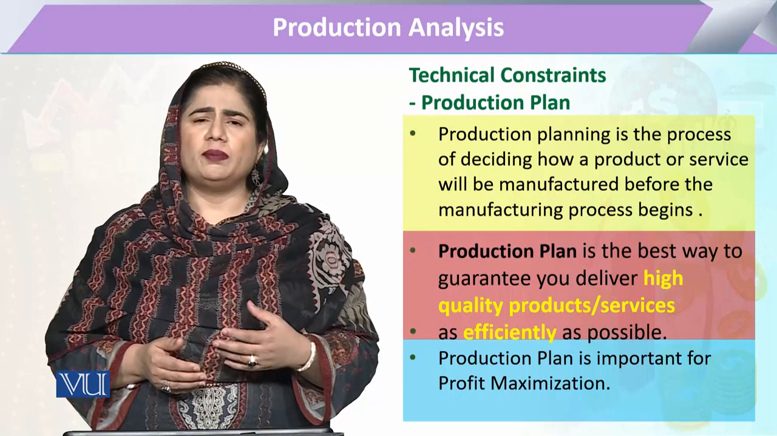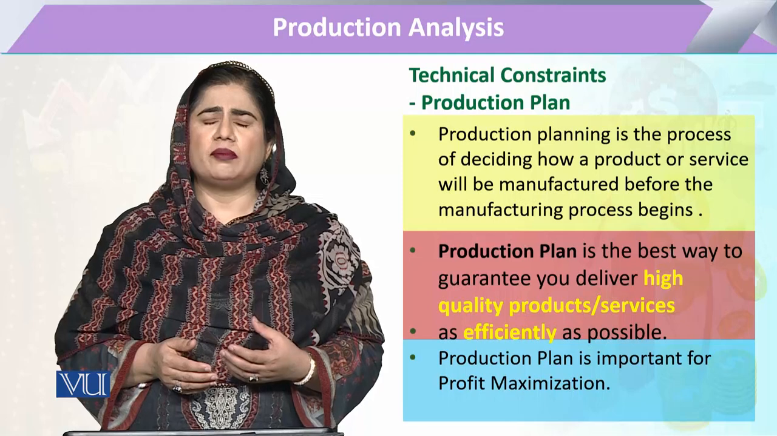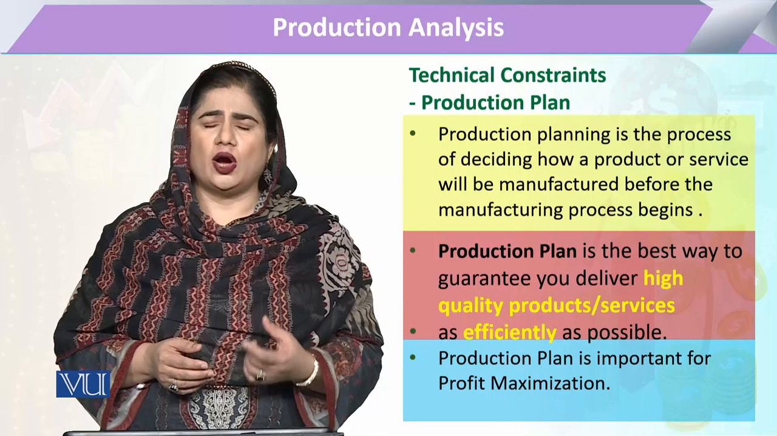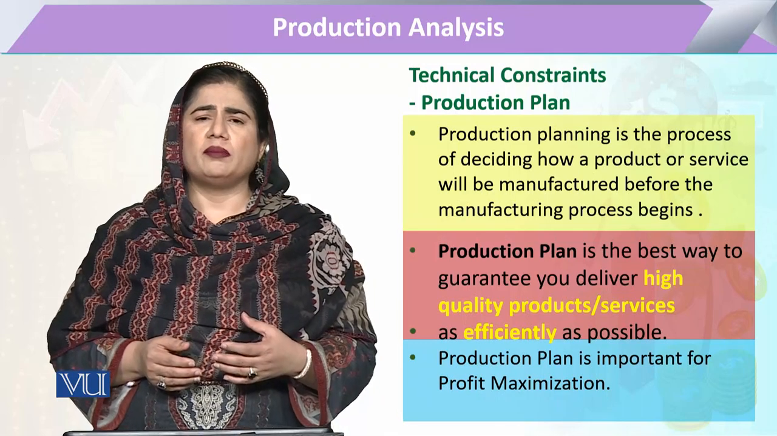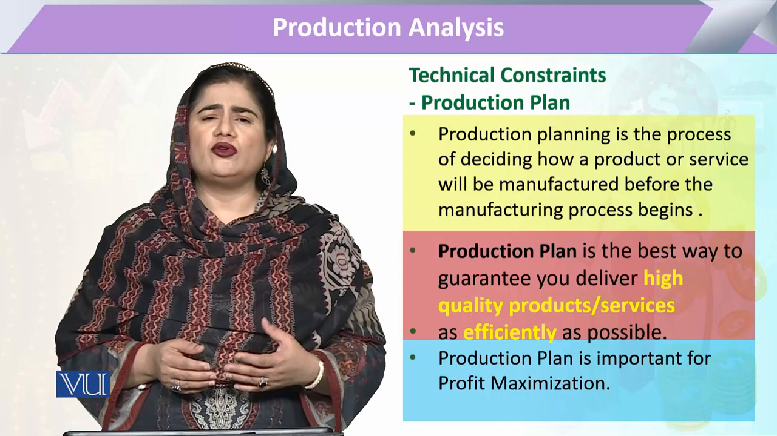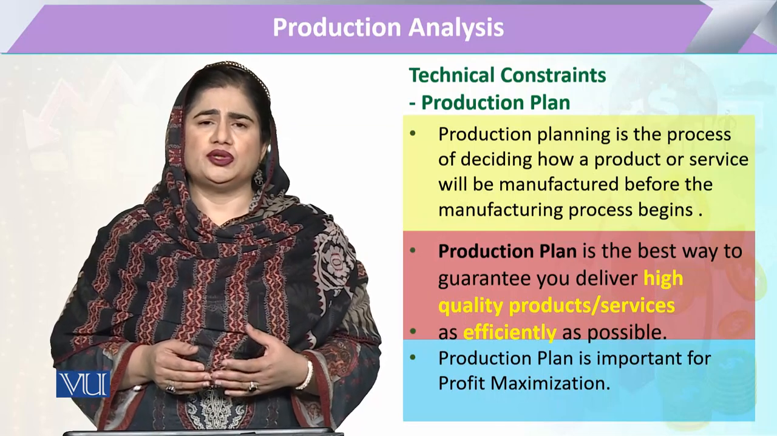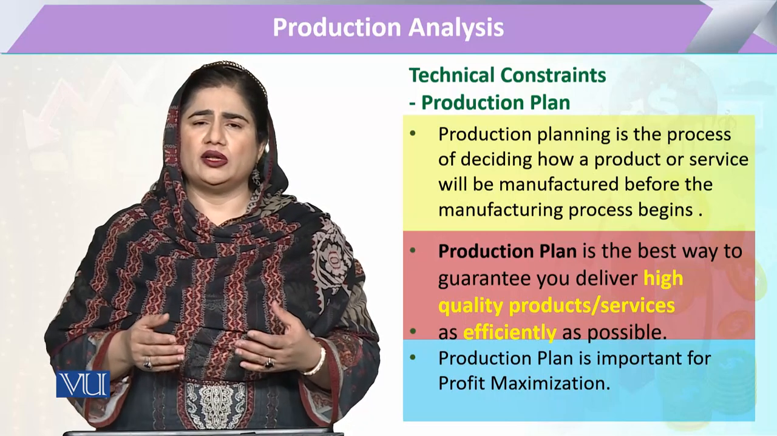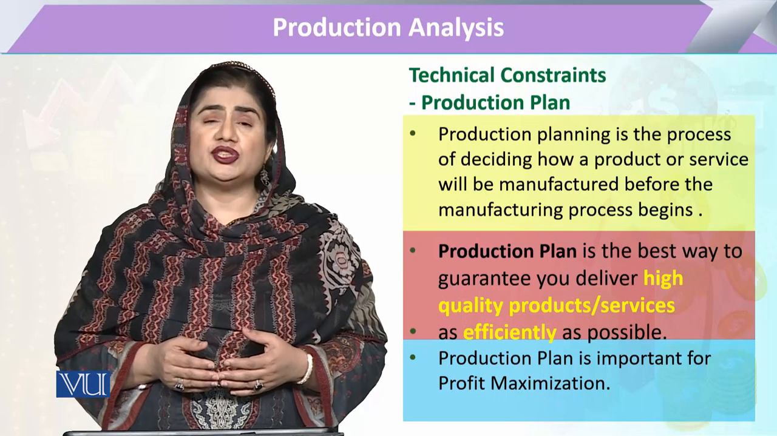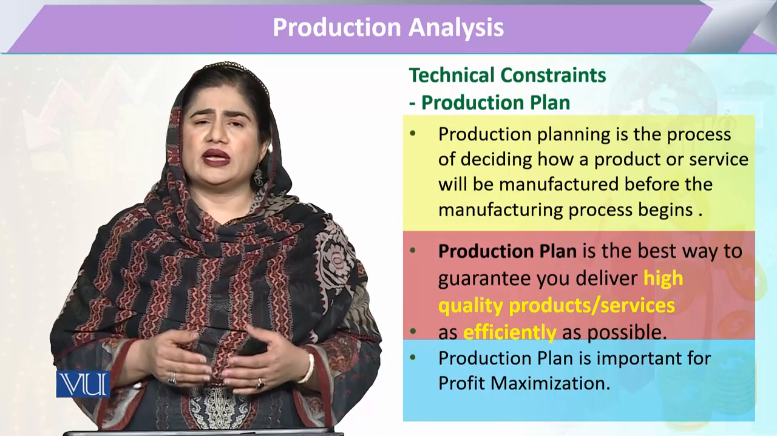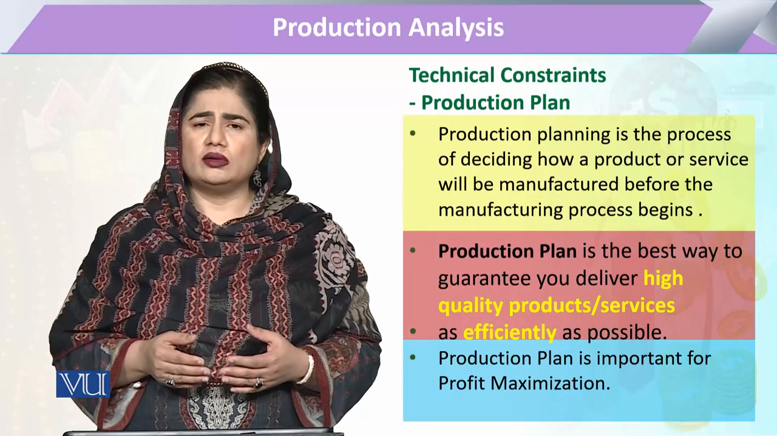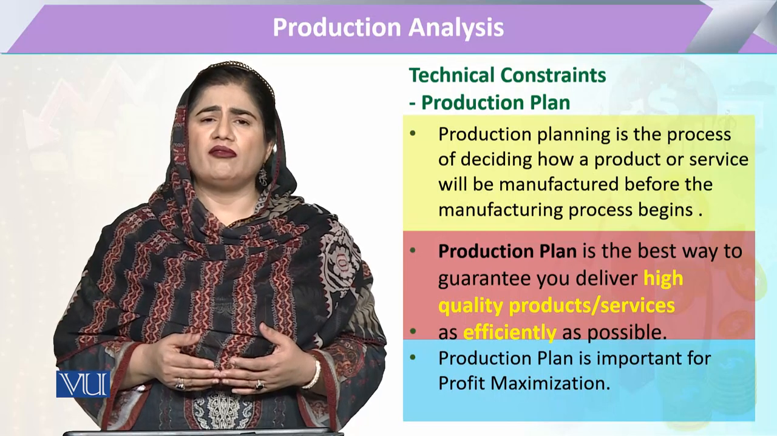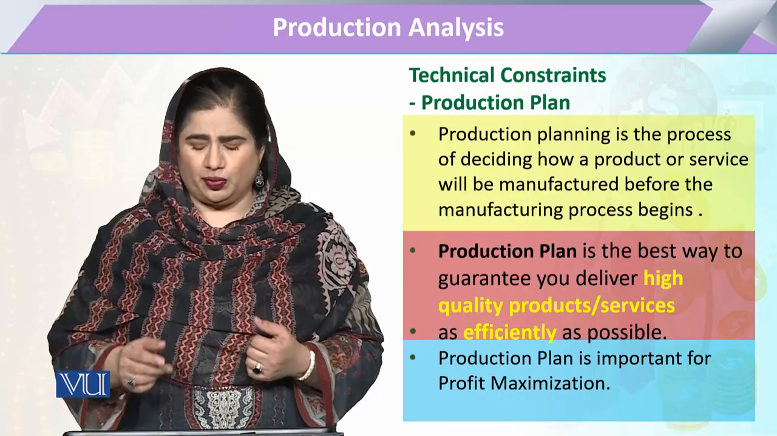So when production planning is there, it provides us the best two benefits. Number one, for the consumers, it provides the best output, the best quality output. And for the entrepreneur, it provides the opportunity to have the maximum level of output with the given level of input and resources. Therefore, production planning is not only necessary to save the entrepreneur from loss, in other words, we can say it is the best way to have profit maximization for the entrepreneur.